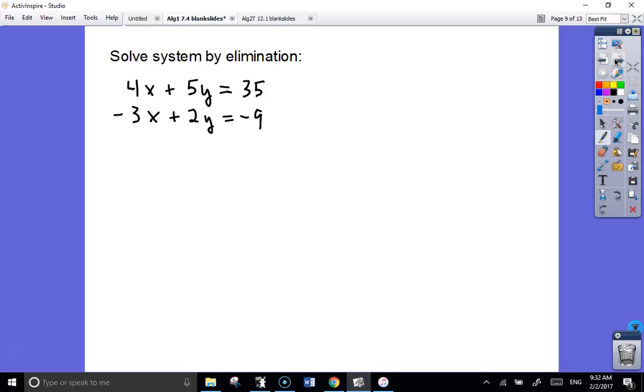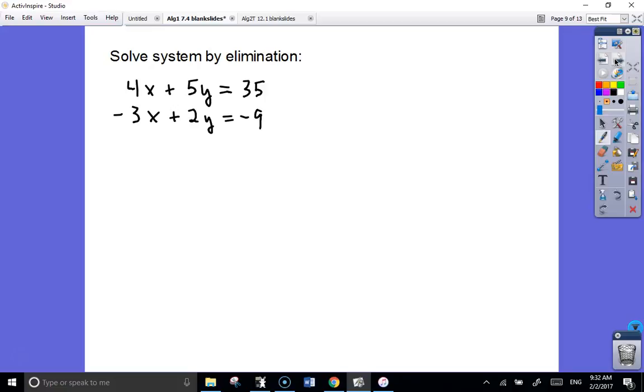Who wants to cancel the y's? Who wants to cancel the x's? Who wants the y's? So what would I have to multiply by these two so that I make the y's either equal or opposite? So the top one by 2 and the bottom one by 5. Okay, well that'll give you 10y and 10y. That'll work.